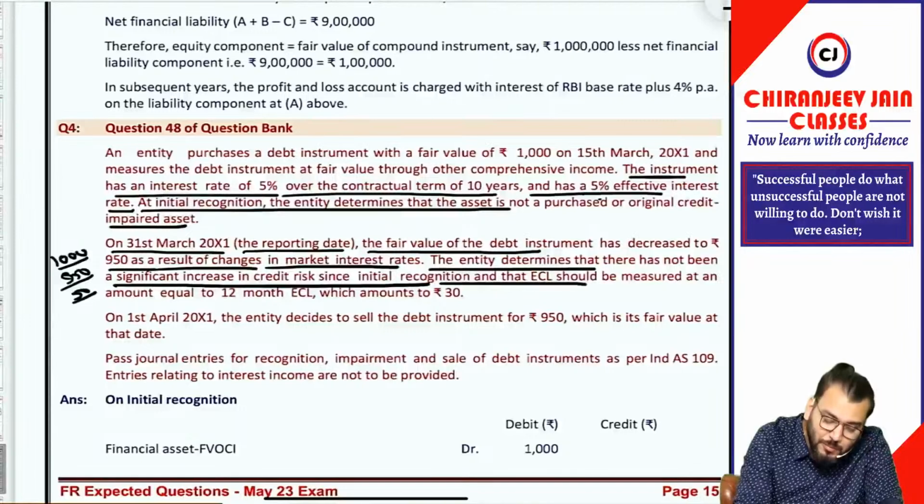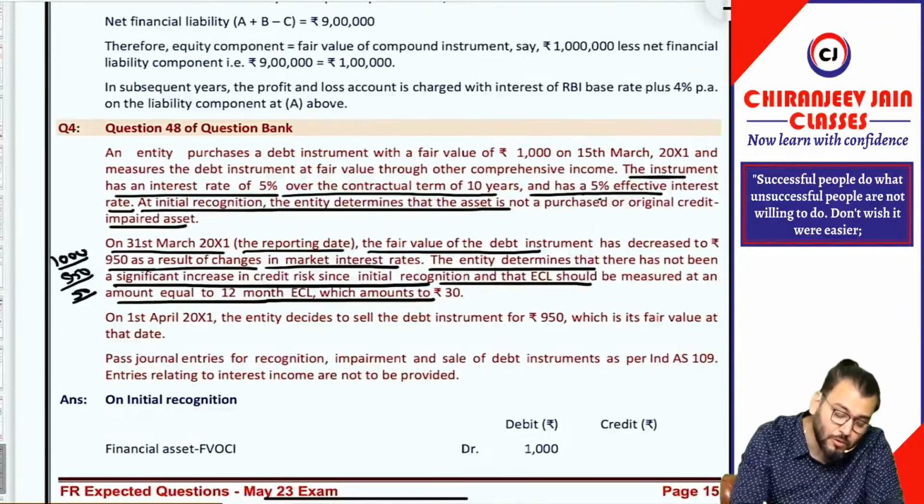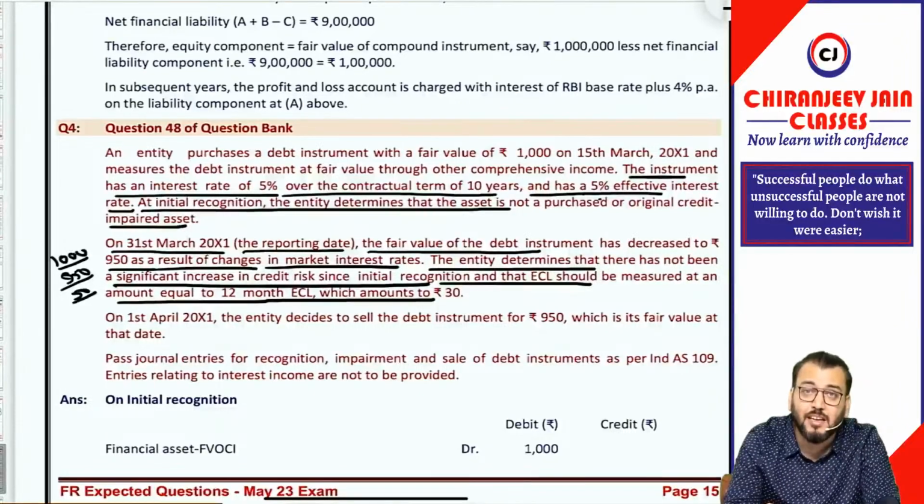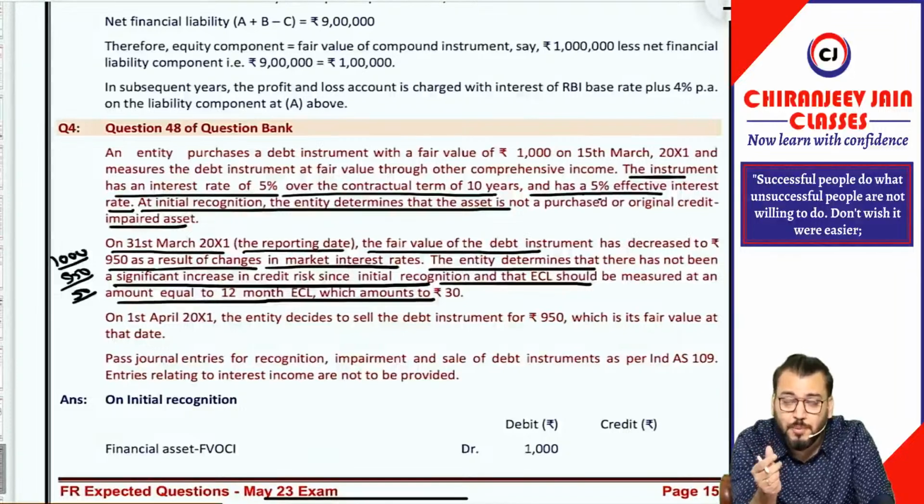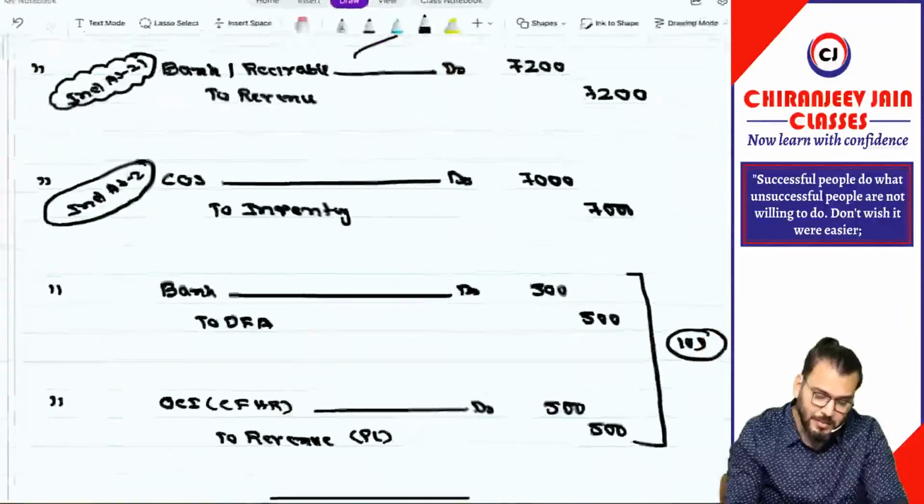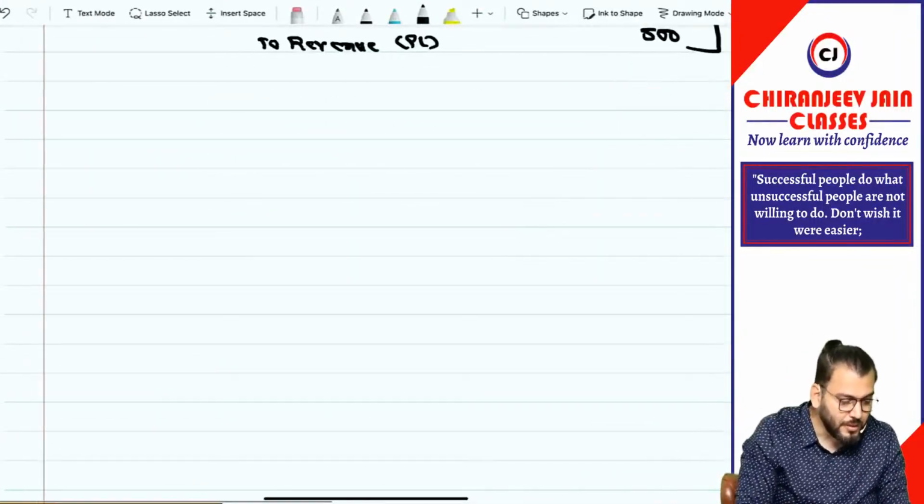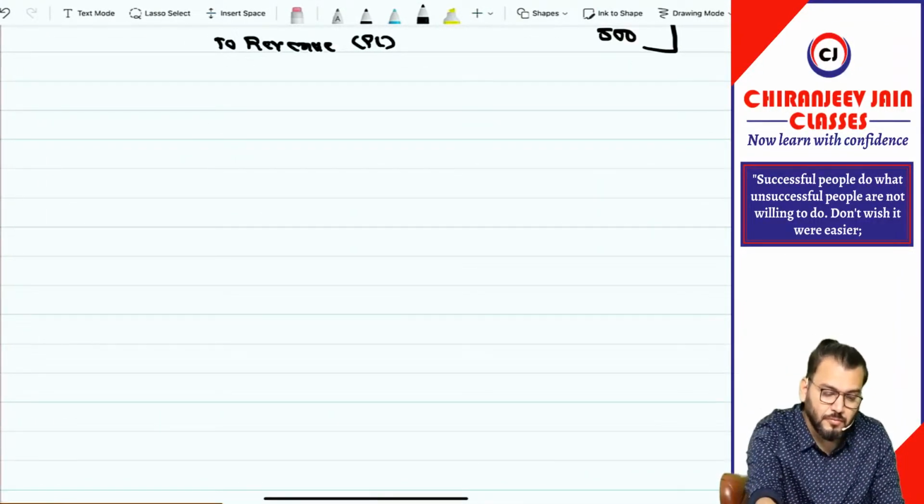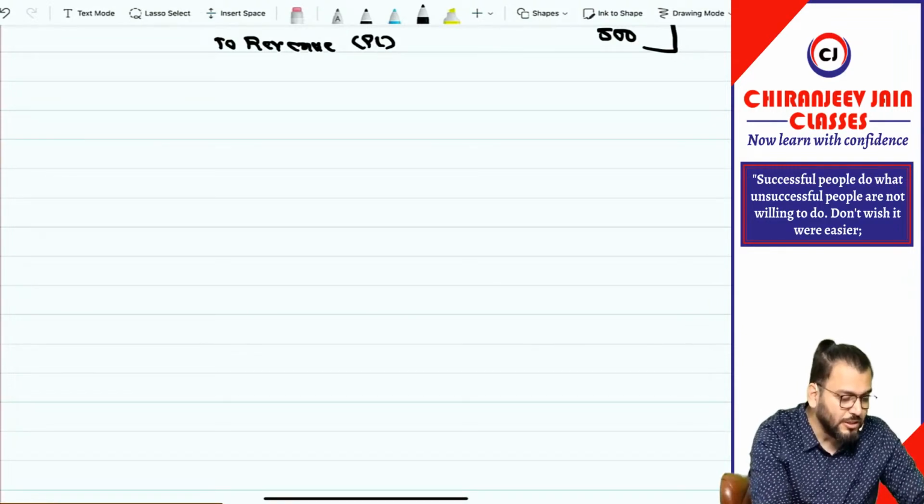The entity determined that there has not been a significant increase in credit risk since initial recognition, and the ECL should be measured at an amount equal to 12 months, which amounts to 30. Now out of that 50, they are saying there is an expected credit loss of 30. So whatever impairment loss there is will be transferred to PL. So we can pass one journal entry, impairment loss account debit. Let me explain with the writing, then only you will understand.